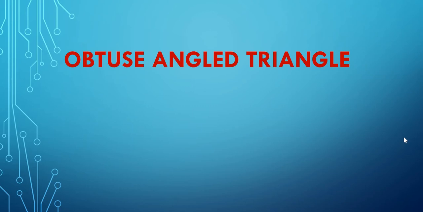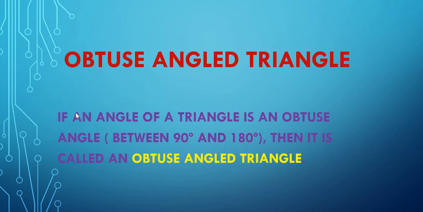The next one is obtuse angled triangle. Obtuse angled triangle means if an angle of a triangle is an obtuse angle, that is, between 90 degrees and 180 degrees, then it is called an obtuse angled triangle. அதாவது ஒரு triangleல ஏதாவது ஒரு angle 90க்கு மேல இருக்கணும் but 180க்கு உள்ளாடி, 90 to 180க்கு உள்ளாடி இருந்துச்சுன்னு சொன்னா the triangle is called obtuse angled triangle.